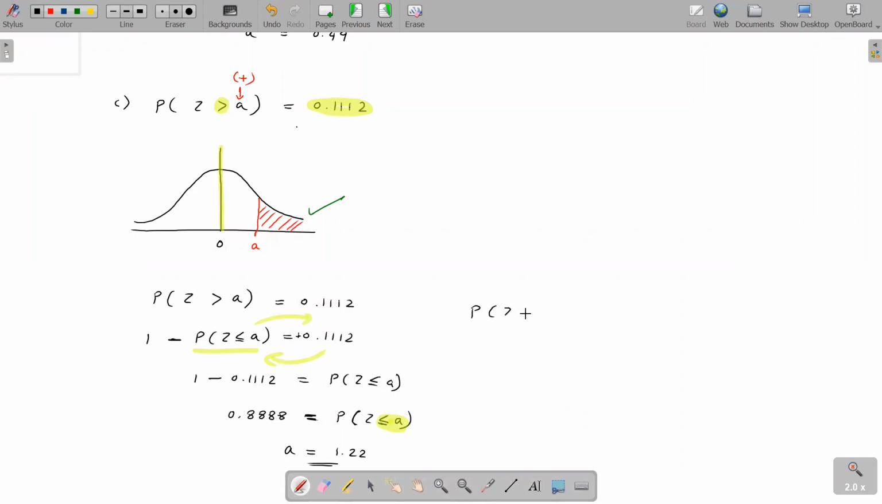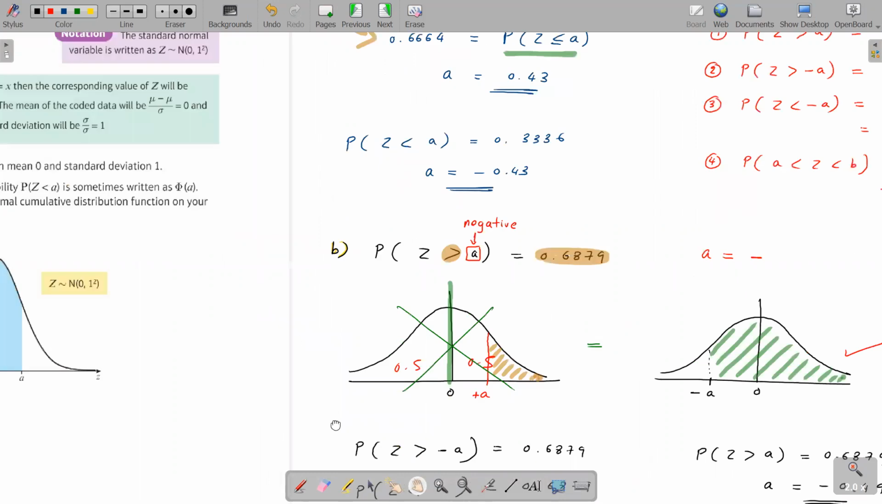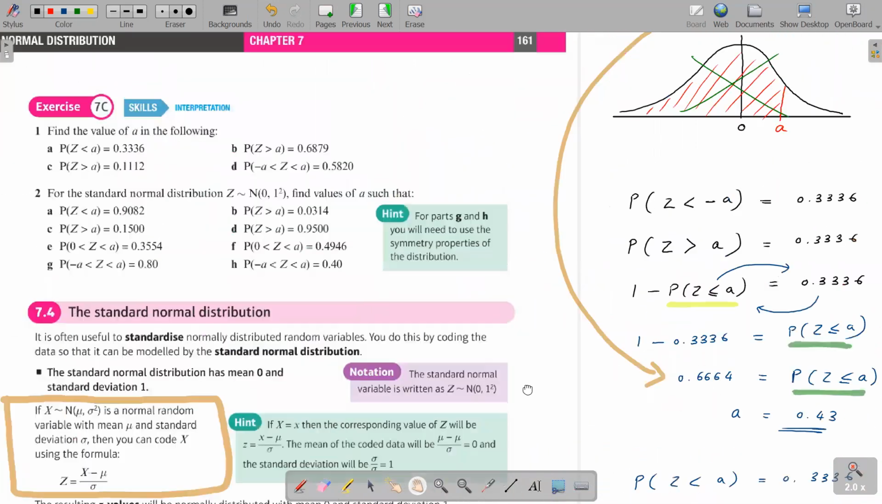Okay, so probability Z greater than A equals 0.1112. The A value is 1.22. Nothing to change here, because it's a positive A. We already determined A is positive here. Okay, I hope it makes sense now. Let's do this one, the last one.